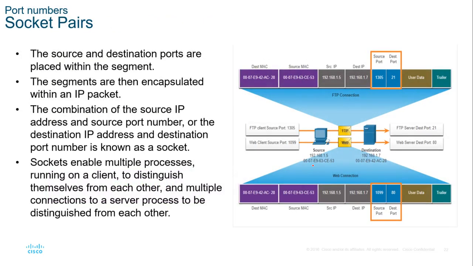Then we have what you call a socket pair. The socket pair is the two port numbers, with the IP addresses, and then the direction: the source and the destination. We can go through the slide. The source and destination port numbers are placed within the segment, and the segments are then encapsulated within the IP packet.